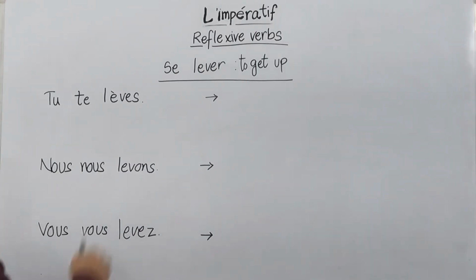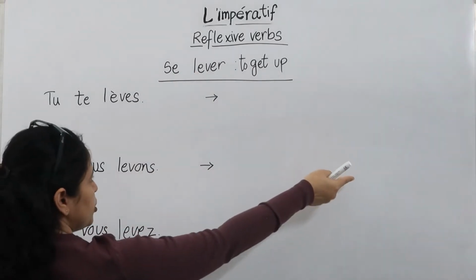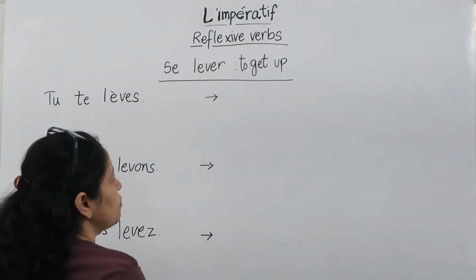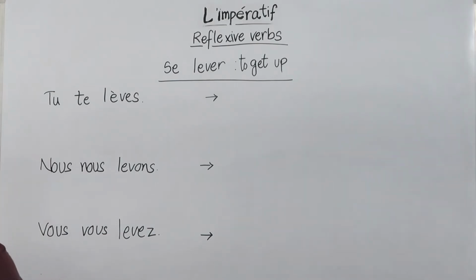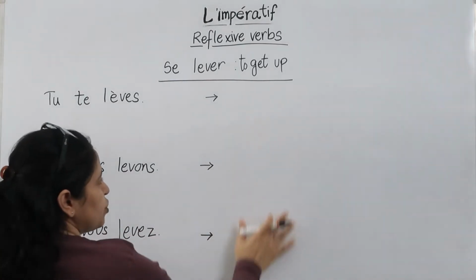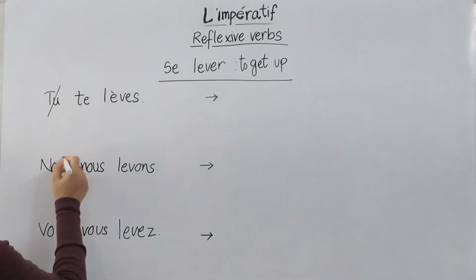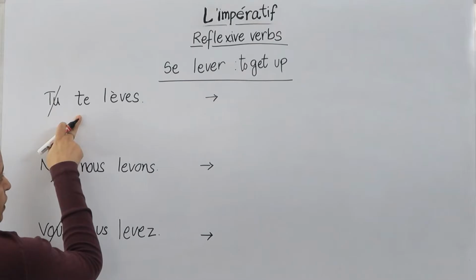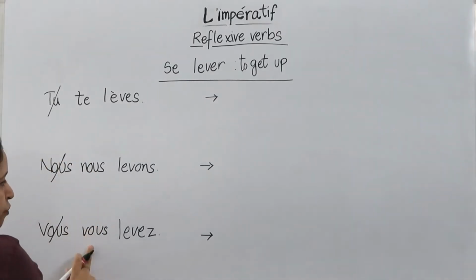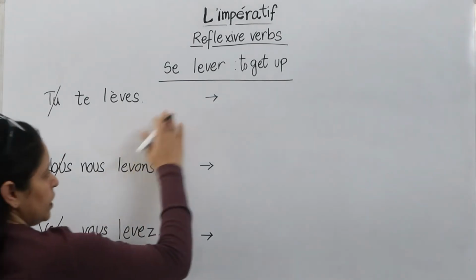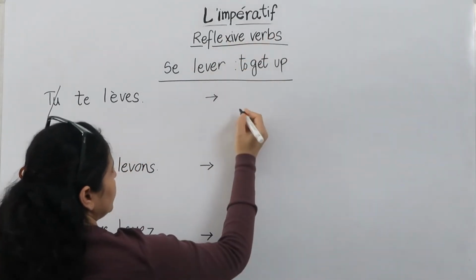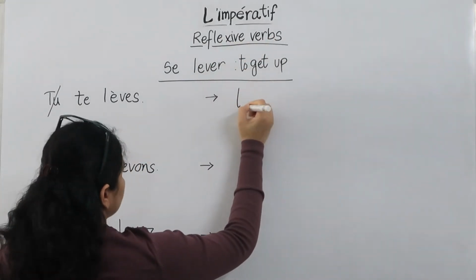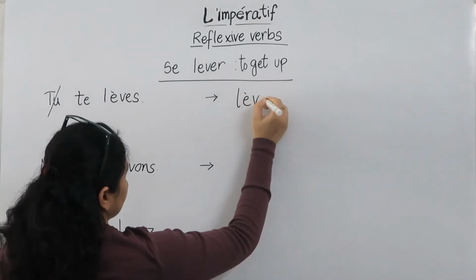Now we need to write them as an order, a command, a suggestion. We already learned the rule in the first video of l'impératif: the tu, nous and vous should not be there when you write an order. Only the verb should be there in front. Even if I drop tu, nous and vous, I still have this reflexive pronoun, te, nous and vous, before the verb. As per the first rule of l'impératif, only the verb should be there. So I will first write my verb only, which is lève.